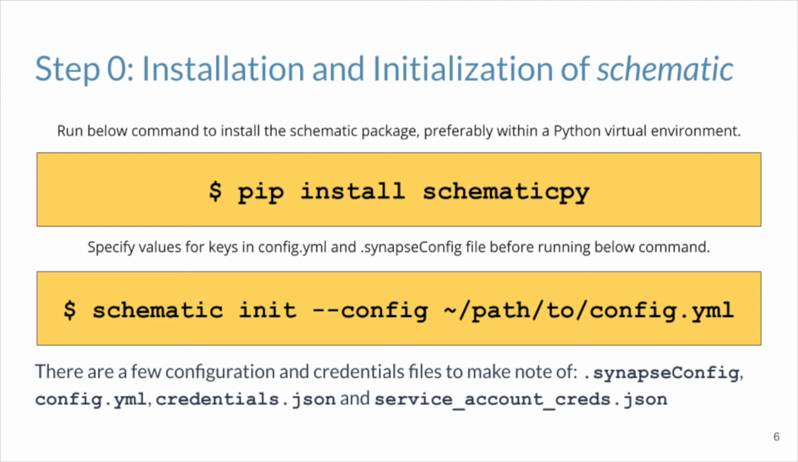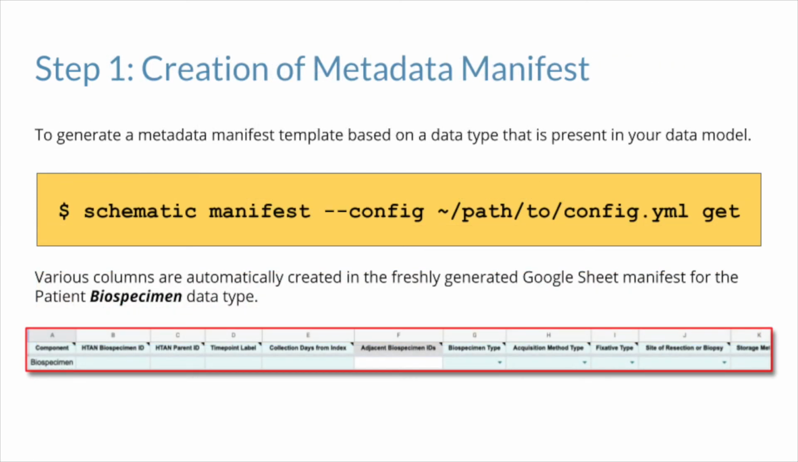Before we get into the various steps of the data curation lifecycle, we need to make sure we have the right set of credentials and configuration files that are necessary for Schematic to work. Follow the documentation to make sure you have the right configuration. If you recall, the first step in the data curation lifecycle is annotation. So the command that you can run to generate the Google Sheet interface for a specific data type is shown on this slide. The result is a Google Sheet with standard columns for annotating a patient biospecimen dataset.